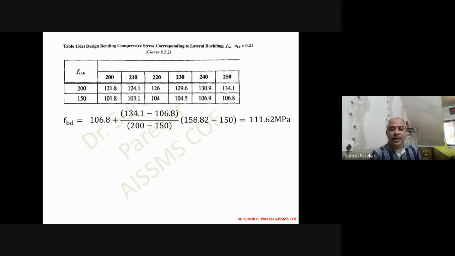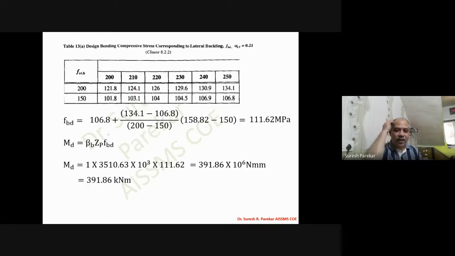So now from this FBD I will get 111.62 MPa, and then we will put it in the MD equation, which gives me the value 391.86 into 10 raised to 6 Newton millimeter, which is greater than 337.5 kilonewton meter, and therefore okay, that is safe. Already I mentioned that the deflection criteria we actually have to consider, but I have not considered any check over here. So we can go with another video where we will go through the checks.